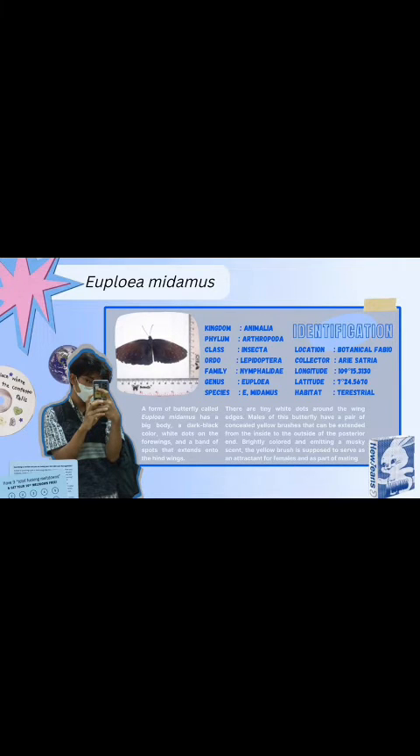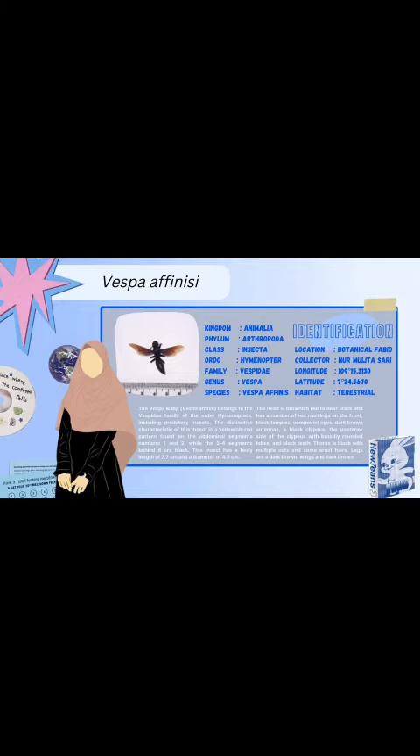Besides the morphological structure, the habit and use of this butterfly really means that it was truly helping the flower to do the pollination. Okay, so the third species we will talk about is Vespa affinis, which will be explained by Mulita.